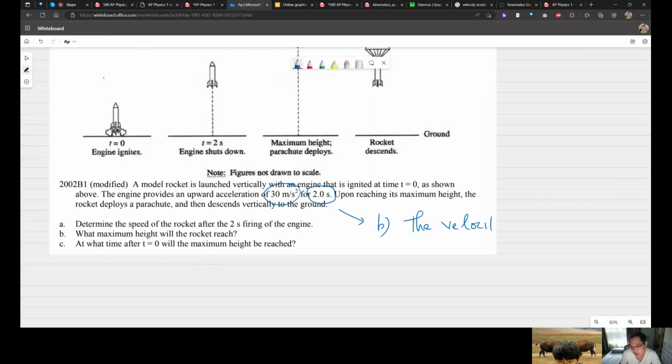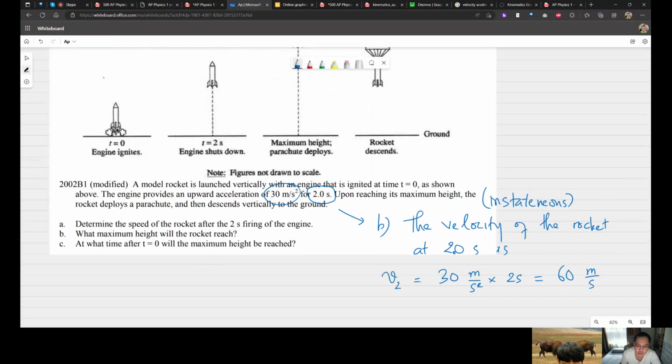The velocity of the rocket at 2 seconds. This is called instantaneous velocity, okay? Instantaneous velocity at that specific time, 2 seconds, is 30 meters per second squared multiplied with the time 2 seconds. It is 60 meters per second. Let's call this V2, indicating at 2 seconds, okay?